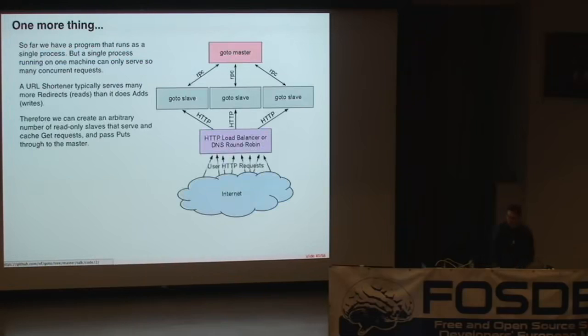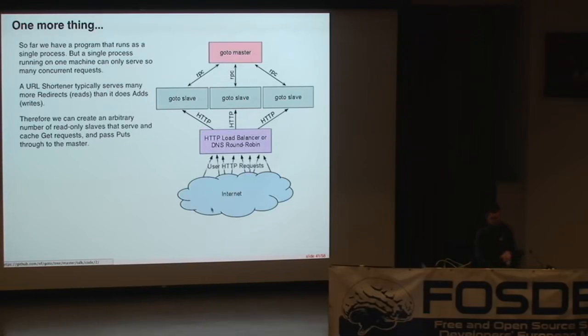No, I won't. One more thing, the last thing that I'm going to do to this program is, so far we have a program that runs in a single process, and while it runs concurrently in that single process, it will spawn multiple threads to handle blocking operations, so it will always have something to do. But a single process running on a single machine can only go so far. What I'd like to do is turn this into a production-ready web-scale URL shortener. And to do this, I will shard this program into master and slaves.